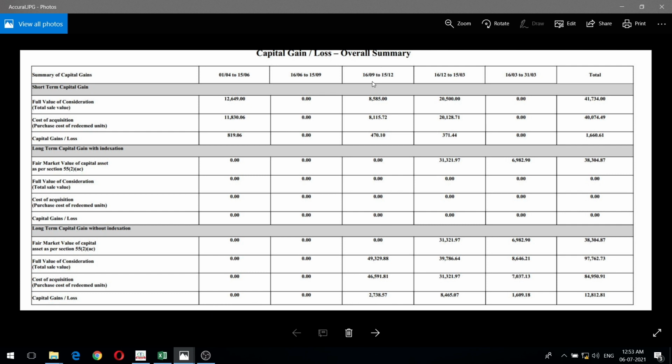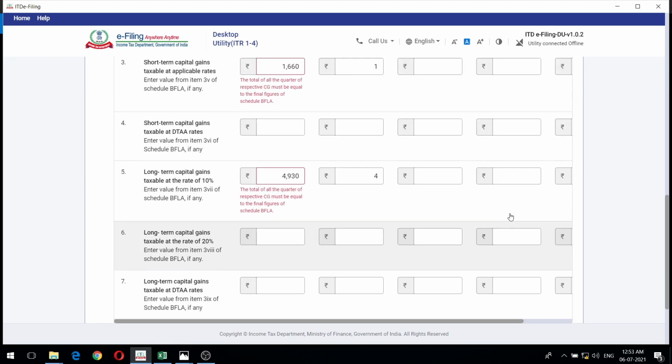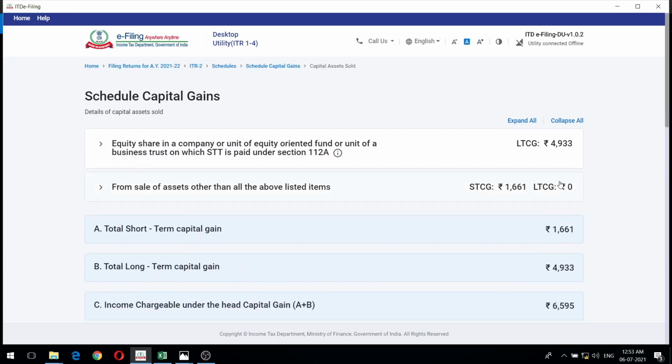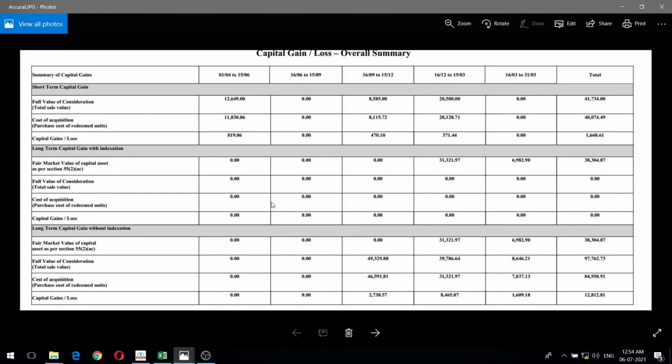Like for 1/4 to 15/6 you have to put 0, for 16/9 to 15/12 you have to put this one. Like this, in total you have to make it 12,812 as per this example. So this is how you need to fill it up. I just matched those values, so I didn't follow this capital gain statement, but in reality you have to match those values as shown in your capital gain statement.